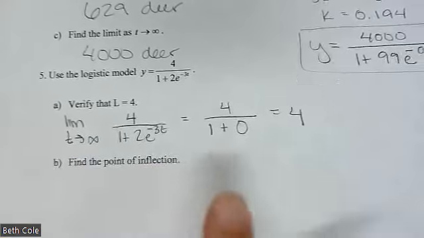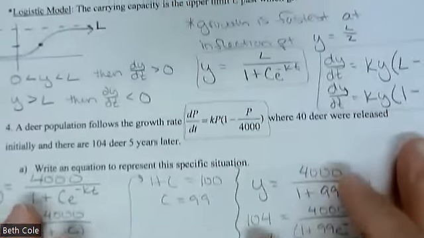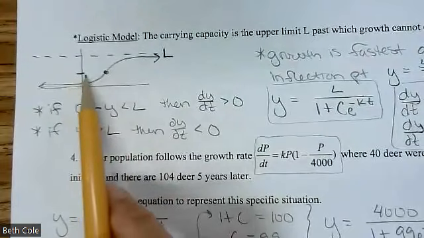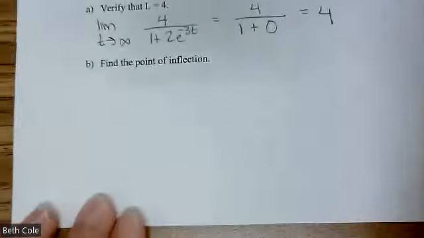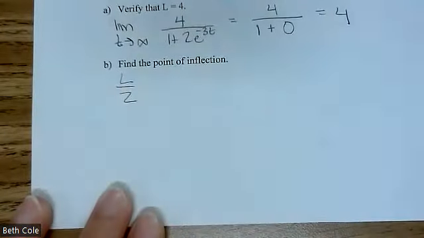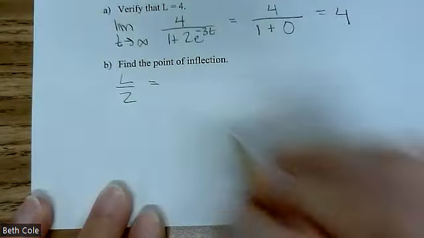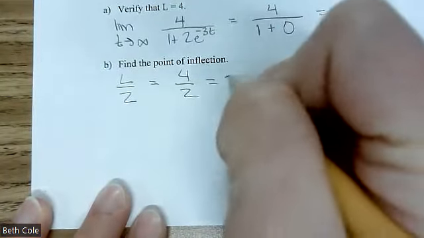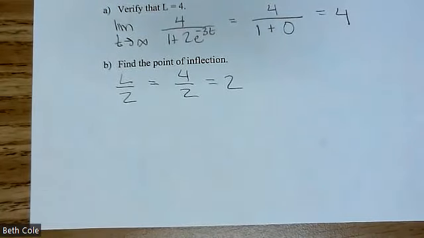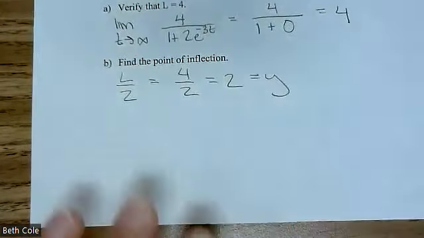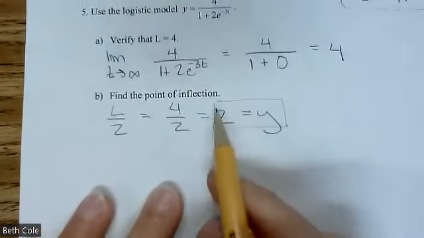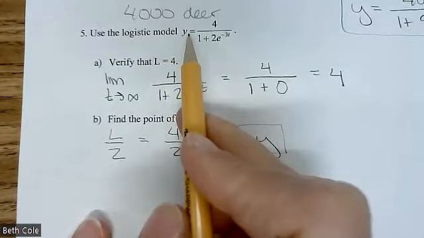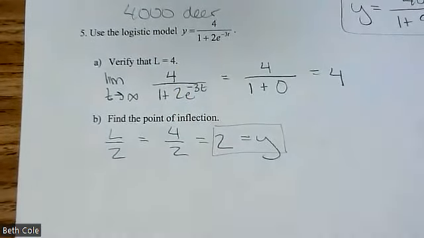Find the point of inflection. If you remember what I told you up here, that's going to be really easy. Where's our point of inflection? Half of L. It's halfway there. So it's going to be L over 2, and what did we just say L was? 4. So 4 over 2, which is 2. Now here's the thing. That's the Y value. Y is 2. If you want the time, you have to plug in 2 for Y and solve it.